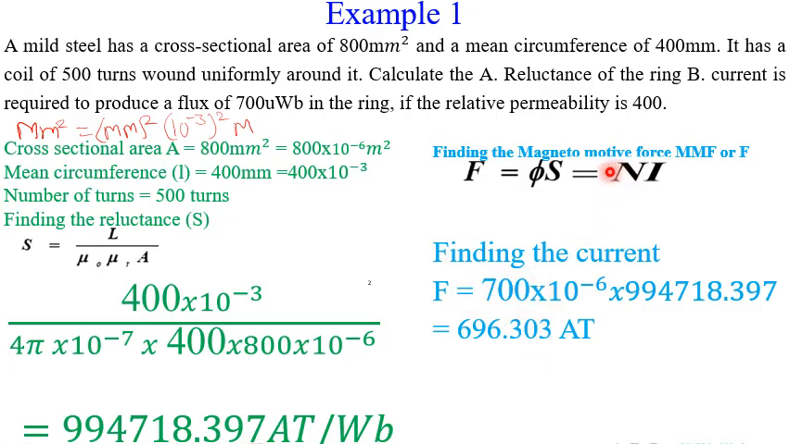Now we need to find the current. To find the current, we need to make I the subject of the equation. So I equals the force divided by the number of turns. Doing that, we get our current as 1.392 amps. So the current flowing through the ring will be 1.392 amps. This is how we simply calculate these kinds of questions. It's just a formula. You have to analyze it well and choose the appropriate one. So let us take our next example and see how it goes.